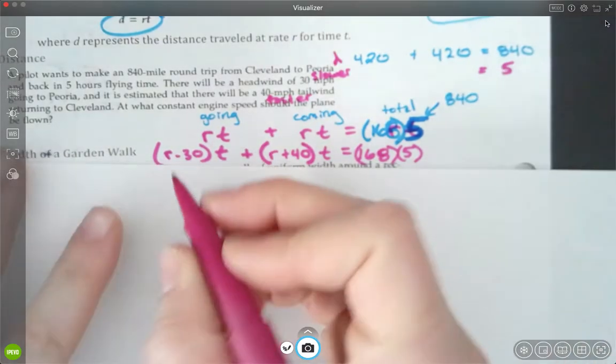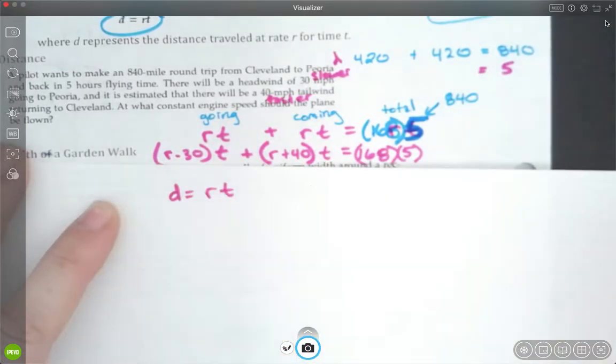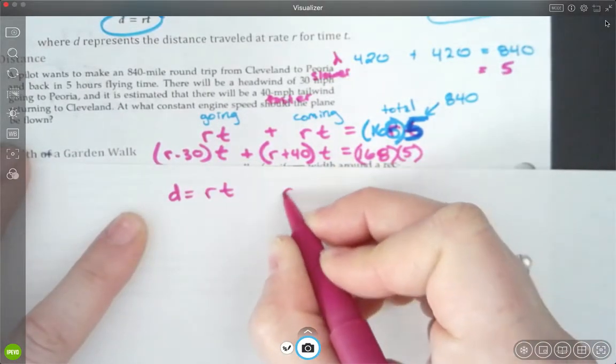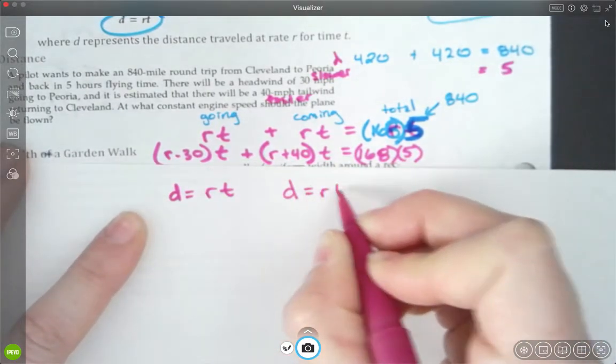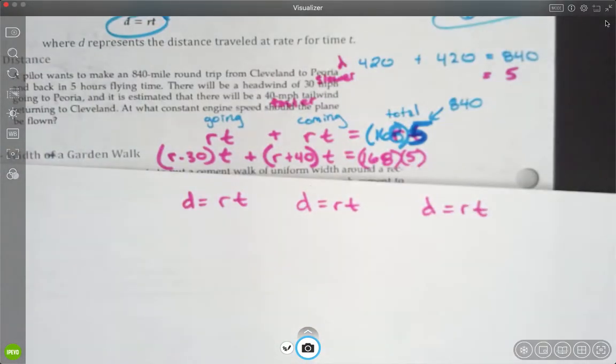So, distance equals rate times time, right? Each one of these: distance equals rate times time, and distance equals rate times time. So you have 3 of these, right?